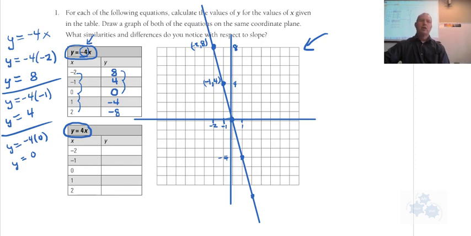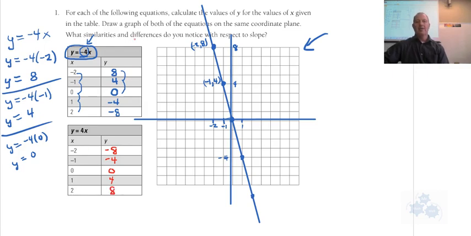Okay, so let's do this one in red. Let's see if we can figure out how to do this pretty quick. So if x is -2, what's 4 times -2? Good, -8. What's -1 times 4? That's -4. 0 times 4 is 0. 1 times 4 is 4. 2 times 4 is 8. Awesome. You guys are awesome.